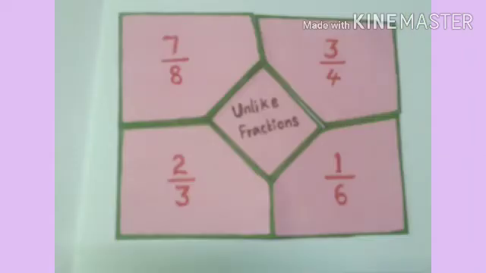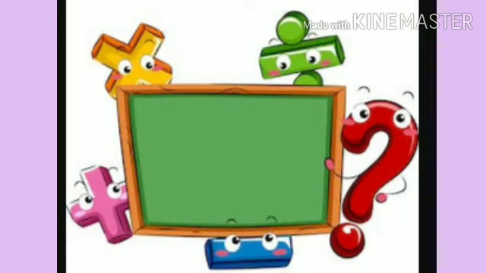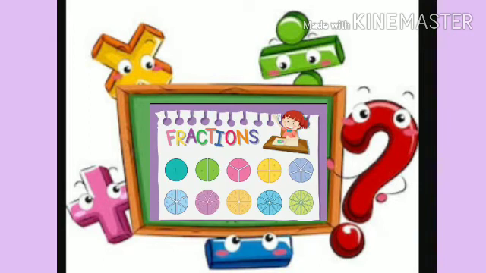Now we get the shape rectangle. What do you observe from this? Yes, 7 by 8, 3 by 4, 1 by 6 and 2 by 3 are unlike fractions. Today we are going to learn about how to add the given fractions.